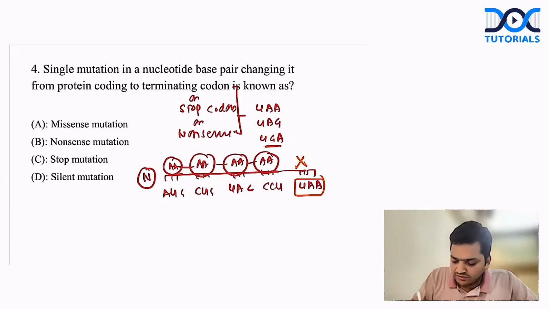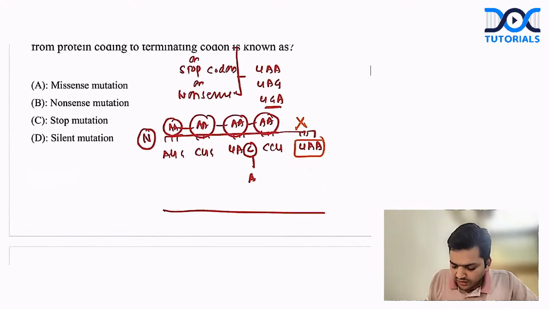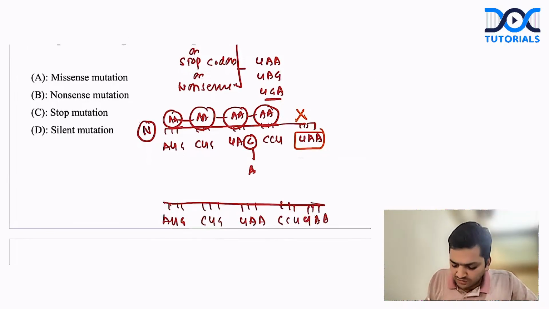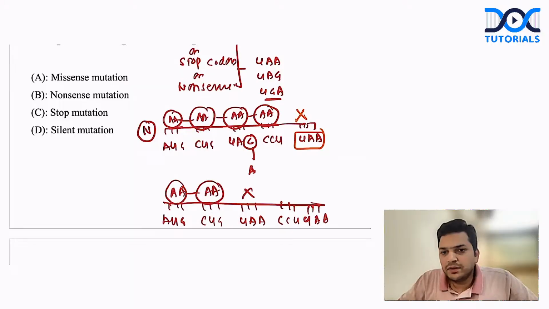Now, by chance, a substitution happens. Instead of C, now here comes the A. And now how will the mRNA look? It will be AUG, no problem, the same. CUG, no problem. But now it is UAA. There is a change. Now, if you do the translation of this, the first amino acid will attach, the second will attach, but now it's a stop codon. So the translation will stop here. It's a premature termination of translation that is happening.